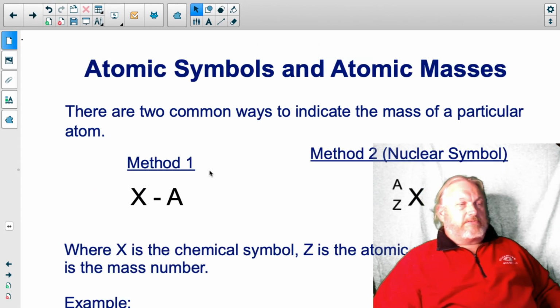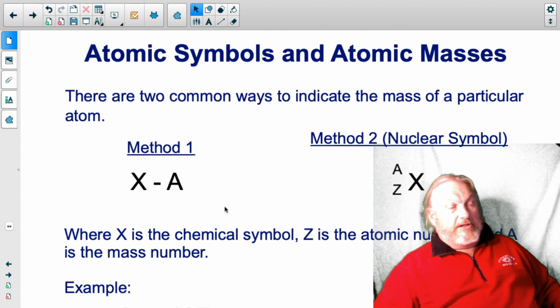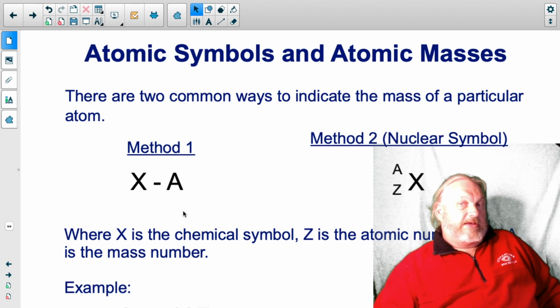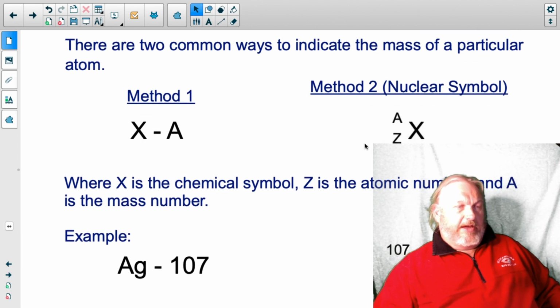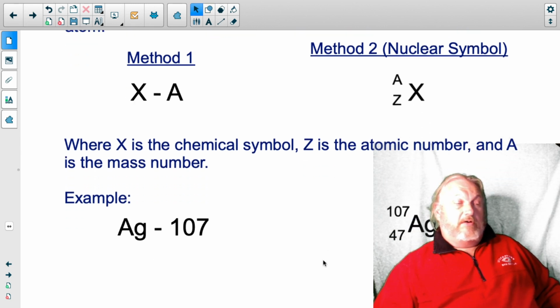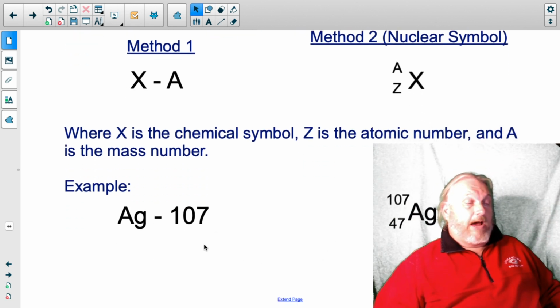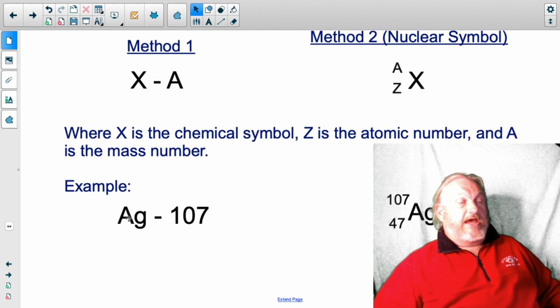Now, there are two common ways to write these. Method one is X, where X would be the chemical symbol from the periodic table, dash the A number, or the mass number. Another way is the A, or the mass number, is a superscript, and the subscript would be the Z, or the atomic number. X would be the chemical symbol. So we would write silver 107 as Ag-107.